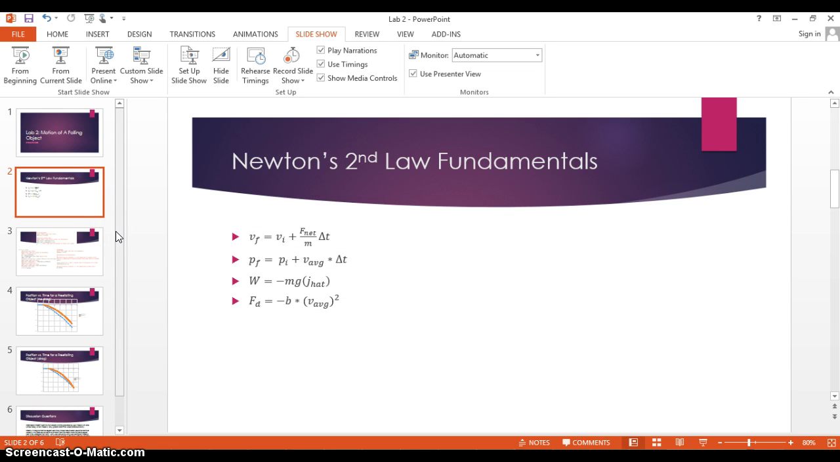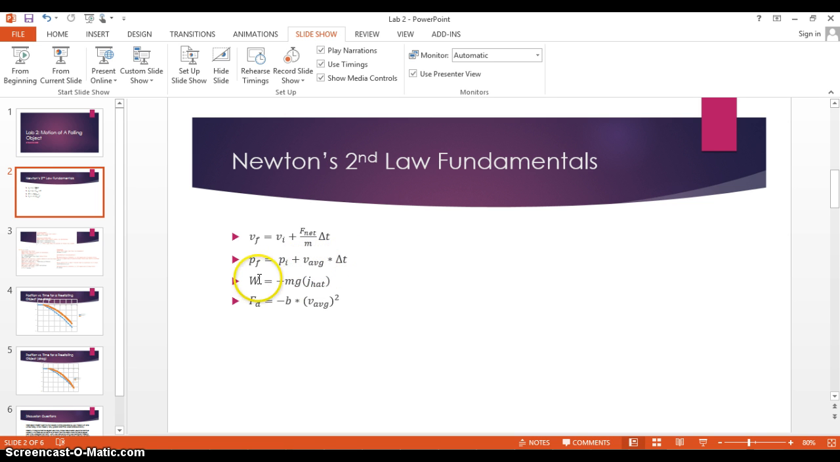Here we see Newton's second law as it relates to the velocity and position of the object over the given time interval. The weight force and the drag force both factor into the net force of the object. Newton's second law here states that the final velocity is equal to the initial velocity plus F net over m multiplied by the change in time. The final position is equal to the initial position plus v average multiplied by the change in time.